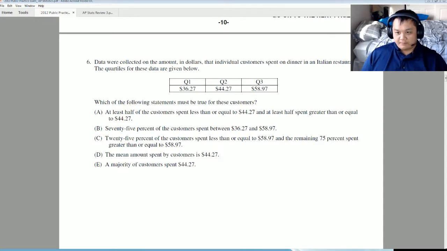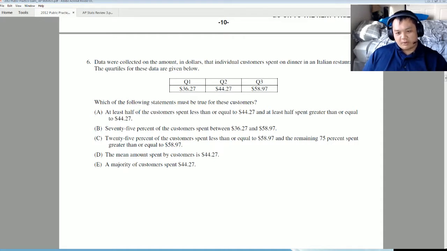Yeah, but the wording here is interesting. It says at least half. At least half, because it doesn't have to be; it can be the value of 44.27 or less than 44.27. Maybe there will be multiple values of 44.27. Yeah, I understand. Okay, let's move on. Okay, what about B?